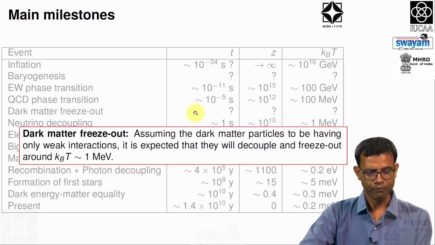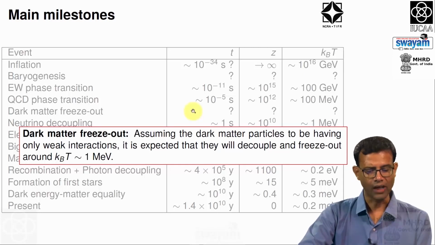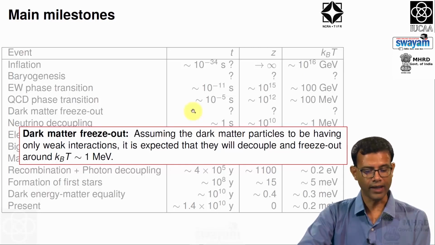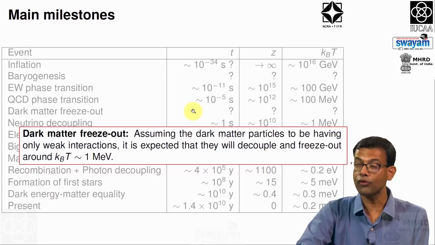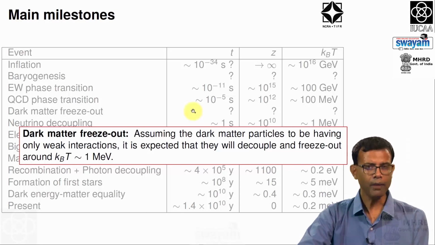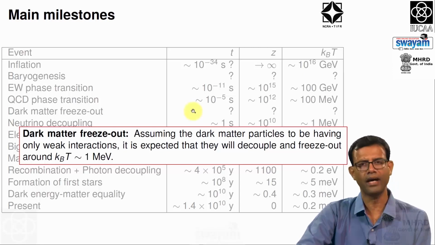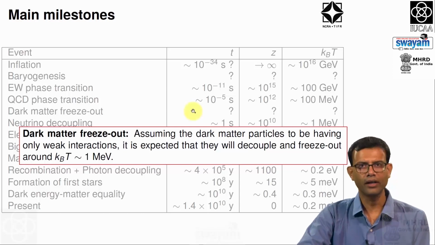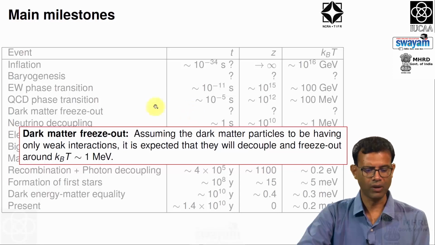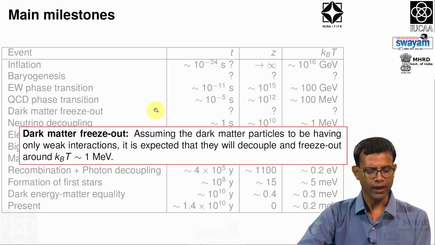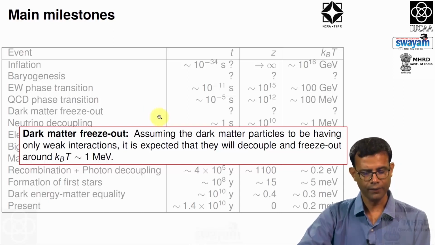At some point there will be dark matter freeze out. What happens is, at early times the dark matter particles, of course we do not know what they are, but probably they are something beyond the standard model of particle physics, probably having only weak interactions. Clearly they cannot have electromagnetic interactions, so those particles are ruled out. And one believes that the dark matter particles are only weakly interacting.